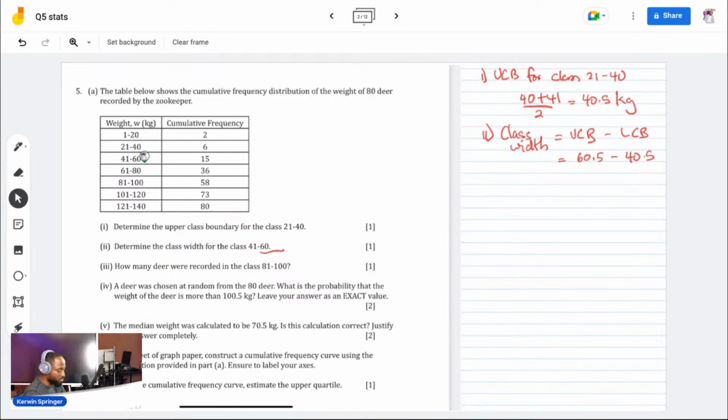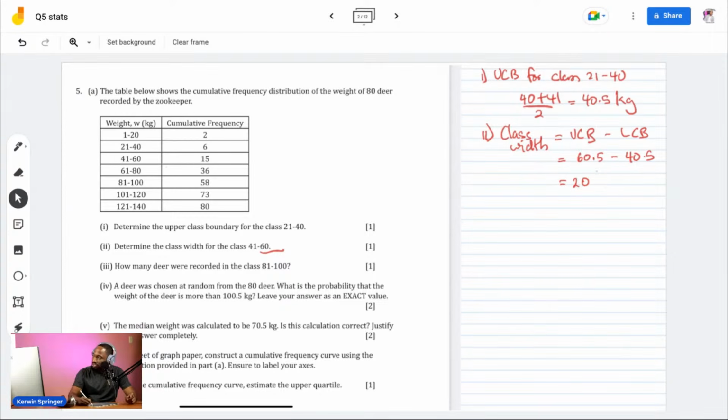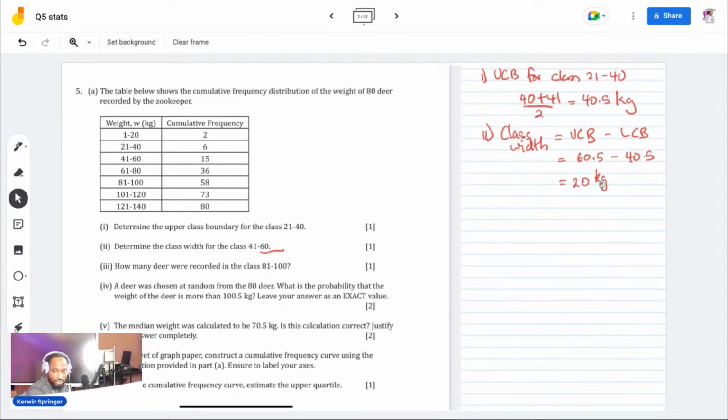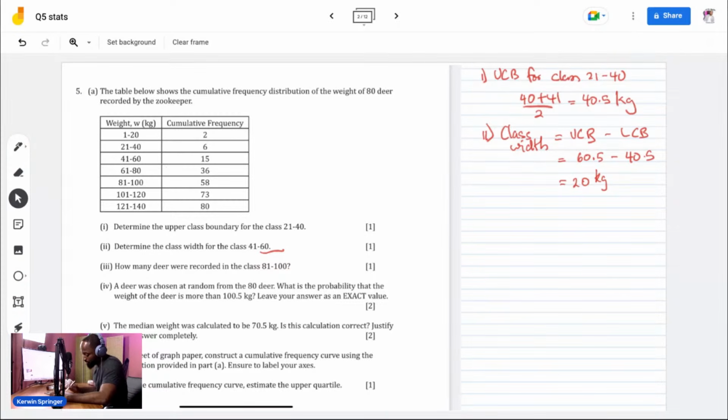So you don't subtract the limits. You don't say 60 minus 41. You actually say 60.5 minus 40.5. And with that, you get a nice, beautiful 20 kg. Just add the unit, kg. And kg again, man. So you're going to leave the units out for the exam. No units in the exam.